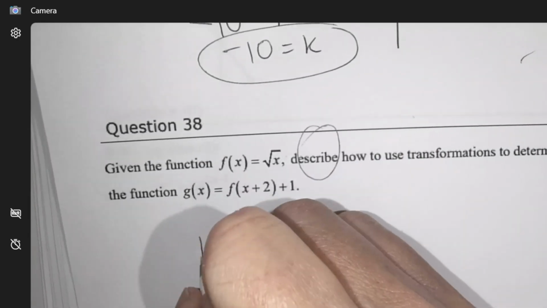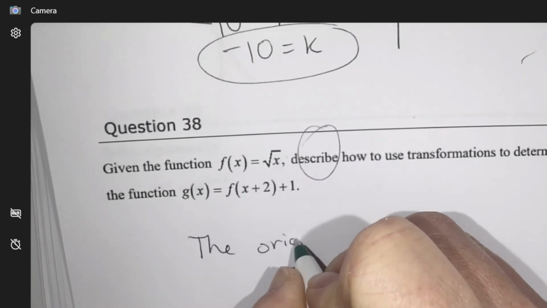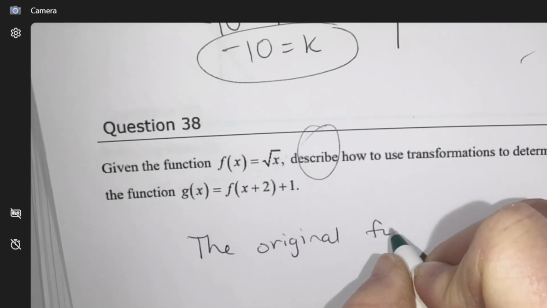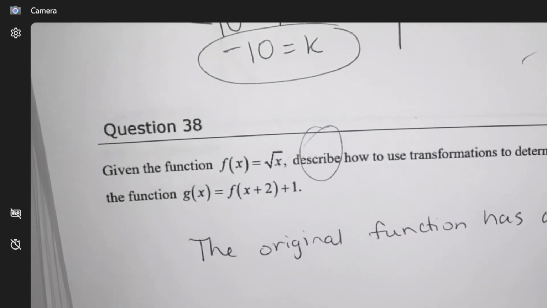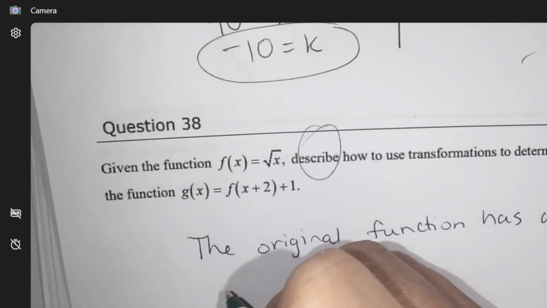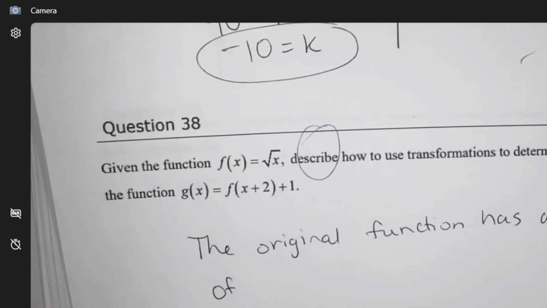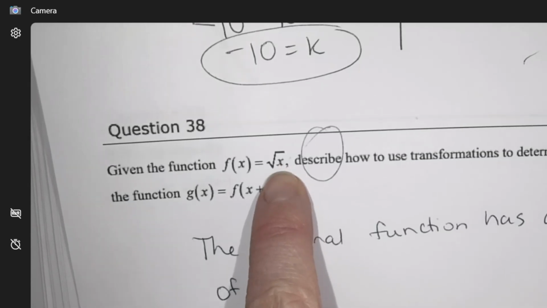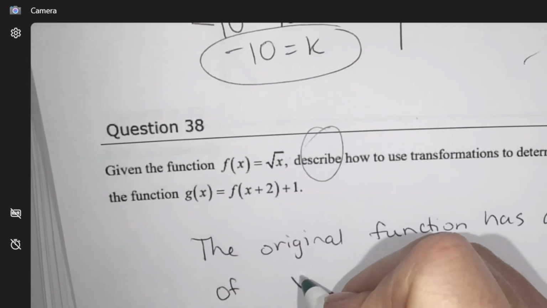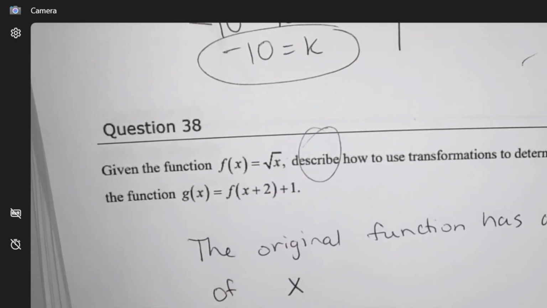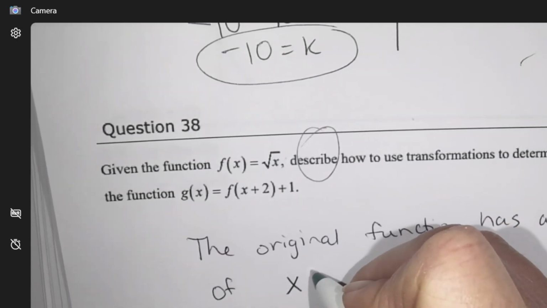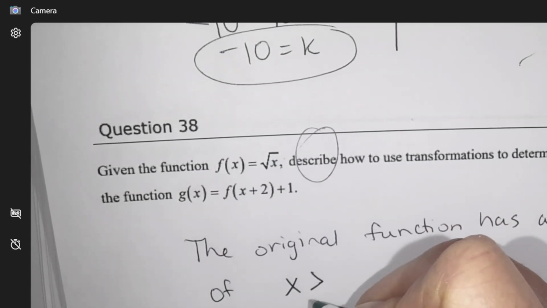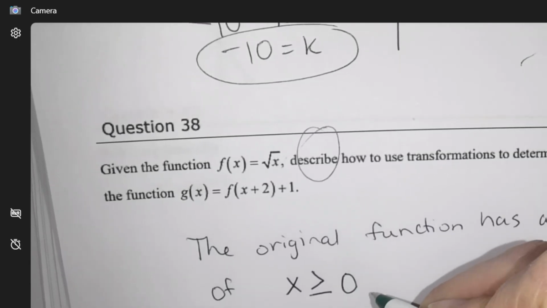So the original function has a domain of, if I can't be negative, what's the domain on this? Can't be negative. So x has to be greater than or equal to 0.